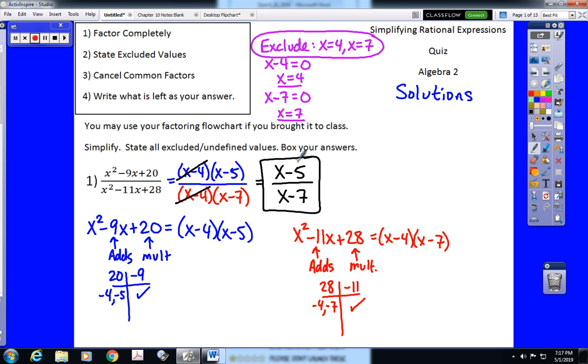Again, all of this work up here you should have on your paper. You should also have the excluded values. Okay? We don't just write answers. We need to show work. That's it for number 1. If you missed number 1, you should have copied all of that down onto your paper.